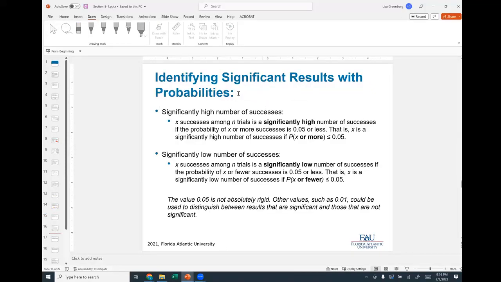So identify significant results with probabilities. A significantly high number of successes: X successes among N trials is a significantly high number of successes if the probability of X or more successes is 0.05 or less. So why do we need that? Because we also have these continuous functions that we really can't count. So we're going to learn how to do this, but we do need to know that.